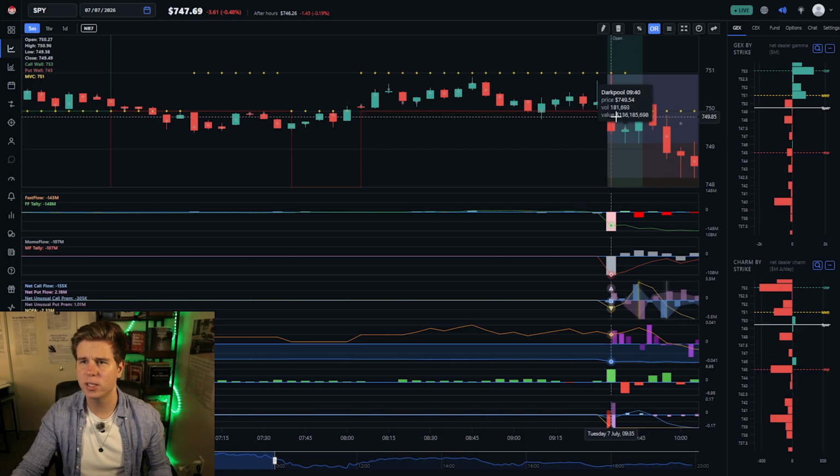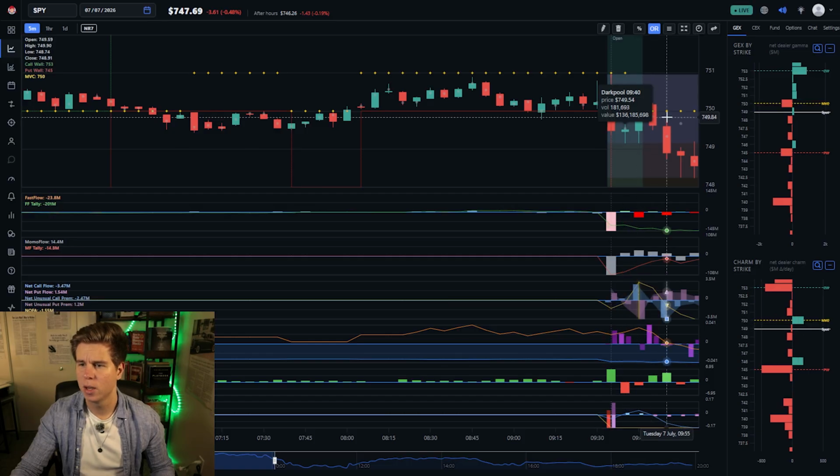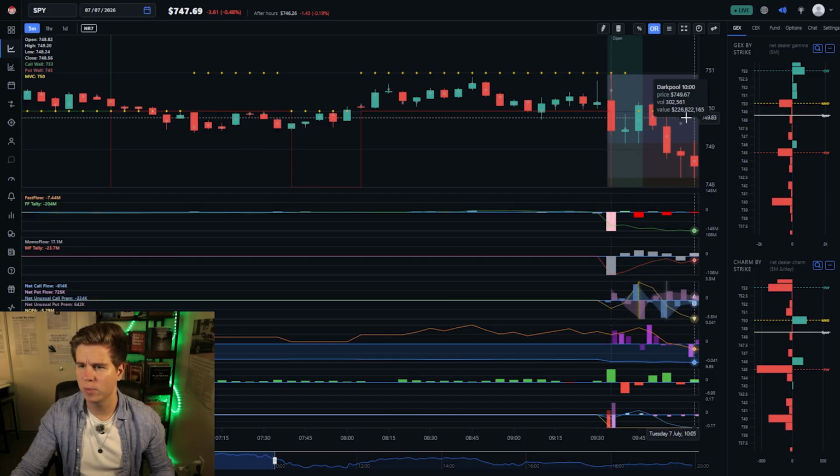So first, let me actually take a look at gamma and charm. It does look like there's some bearish charm right around 750 that is growing, so that's interesting.